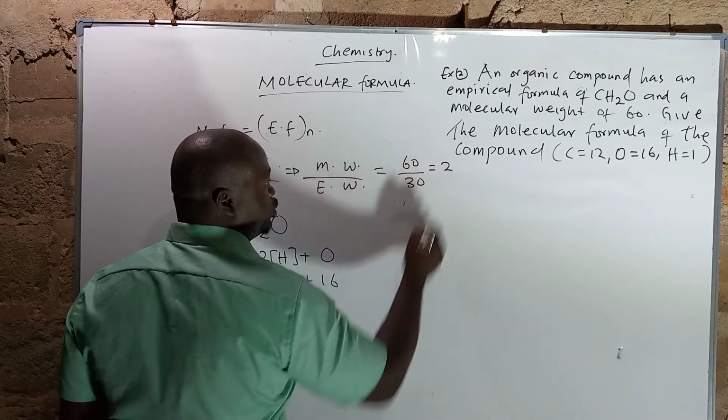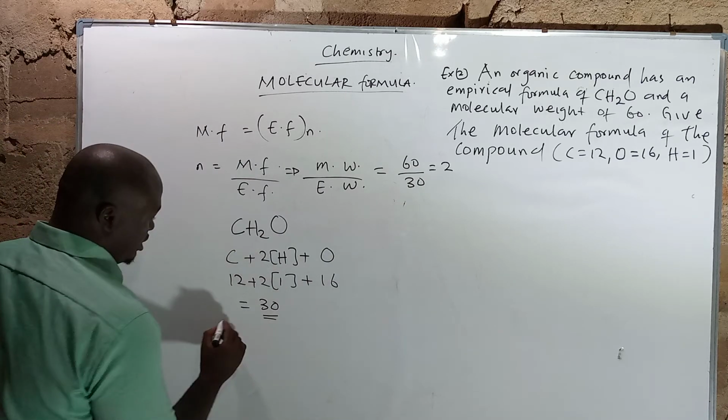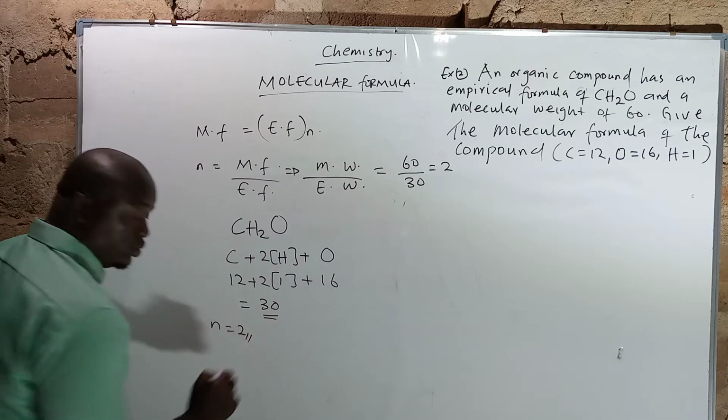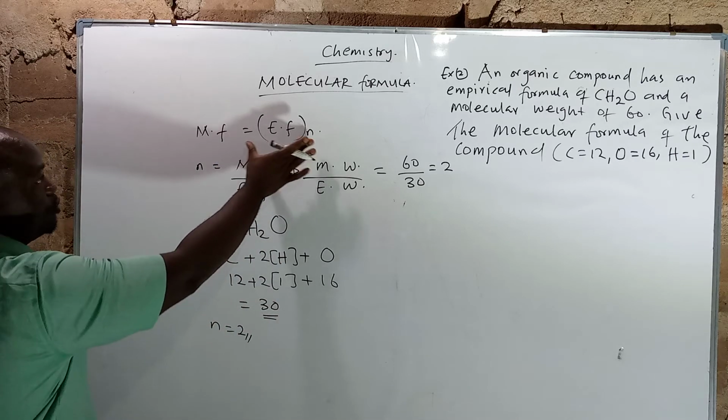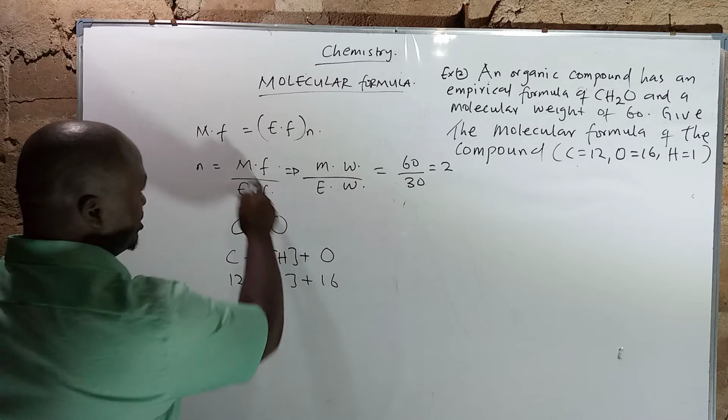And that should give you 2. Right? Now, that means that your N here is 2. Now, all you need to do is come to this formula, substitute it, and your answer will flow naturally. Look at what I'm saying.